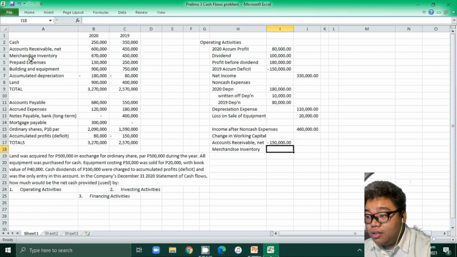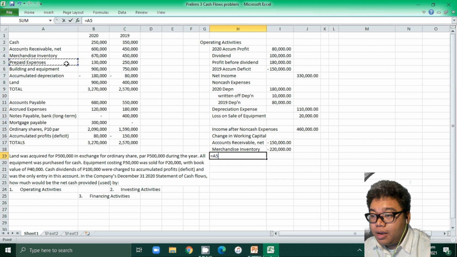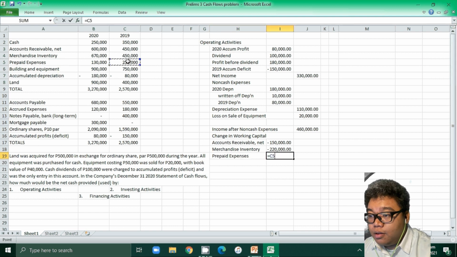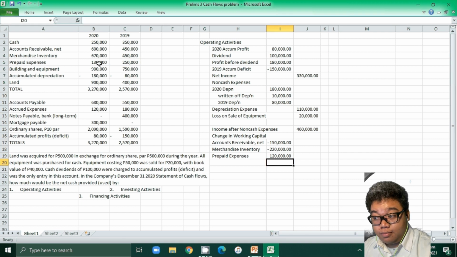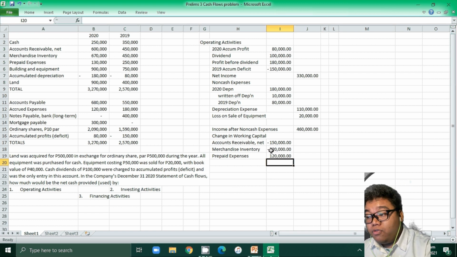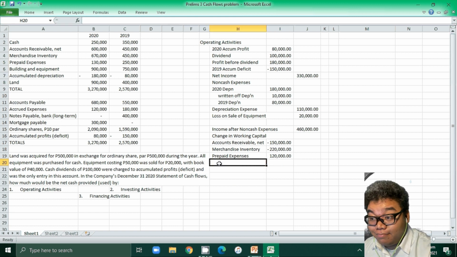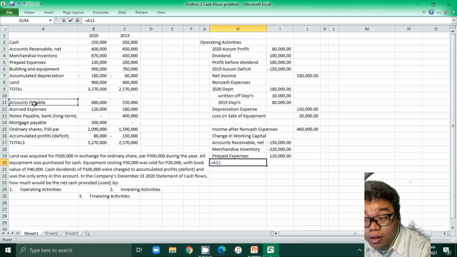For merchandise inventory, we have 450 minus 670. And then for prepaid expenses, we have 250 minus 130. So in here, we have less prepaid expenses, meaning we paid less for prepaid expenses. Therefore, there is an increase for our cash.